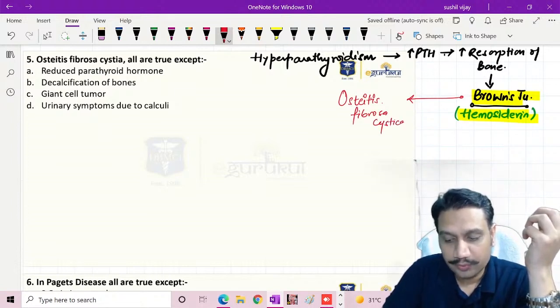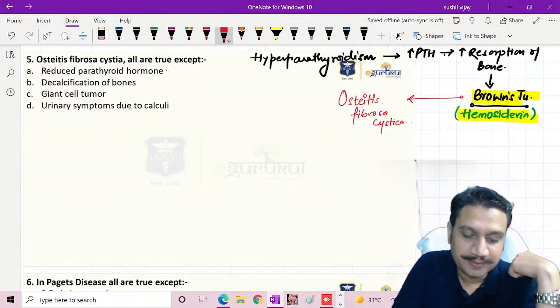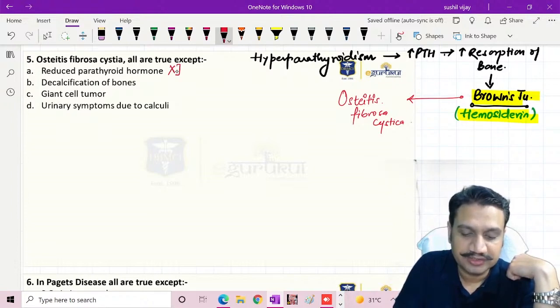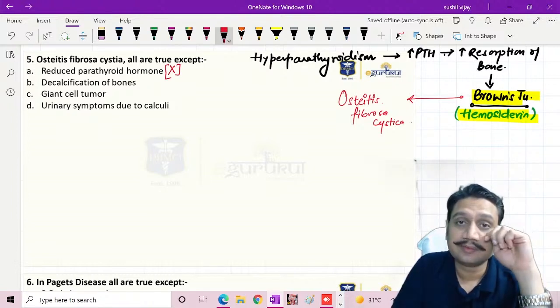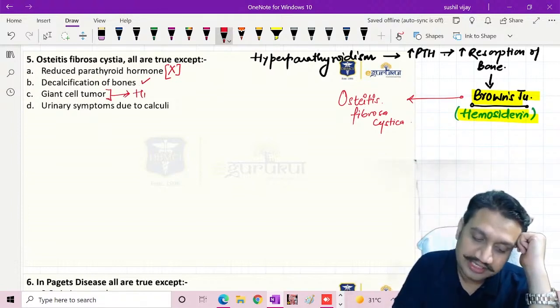So what is the question asking us? Osteitis fibrosa cystica, all are true except reduced parathyroid hormone. Is that true? No, actually it is raised. So this one is wrong, right? Decalcification of the bone, that is right. Giant cell tumor, these are the giant cells. They are seen on the histological evaluation.